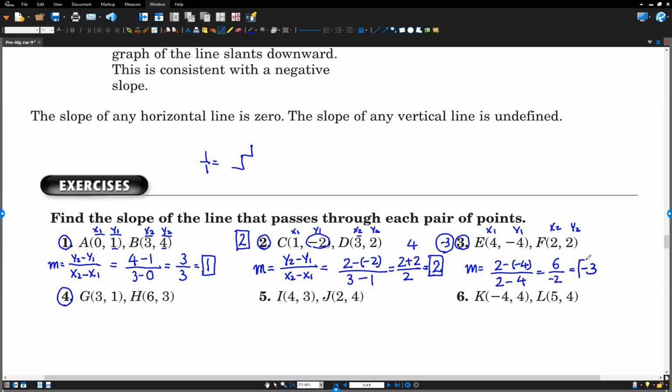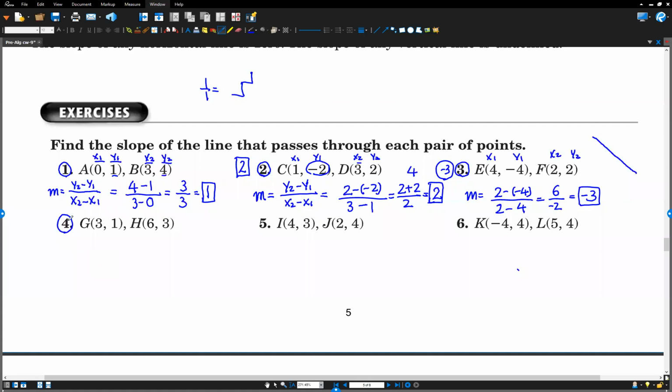So it has a negative slope. What is a negative slope? When x increases, y decreases. This way, that is a negative slope. Okay, excellent. Now one more question over there. Anybody has the answer to number 4?